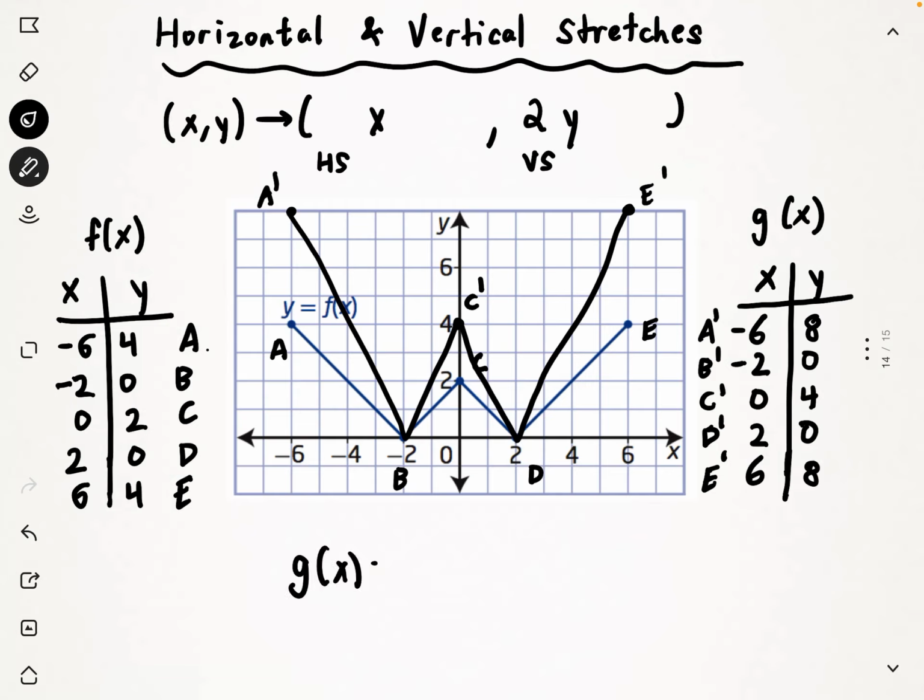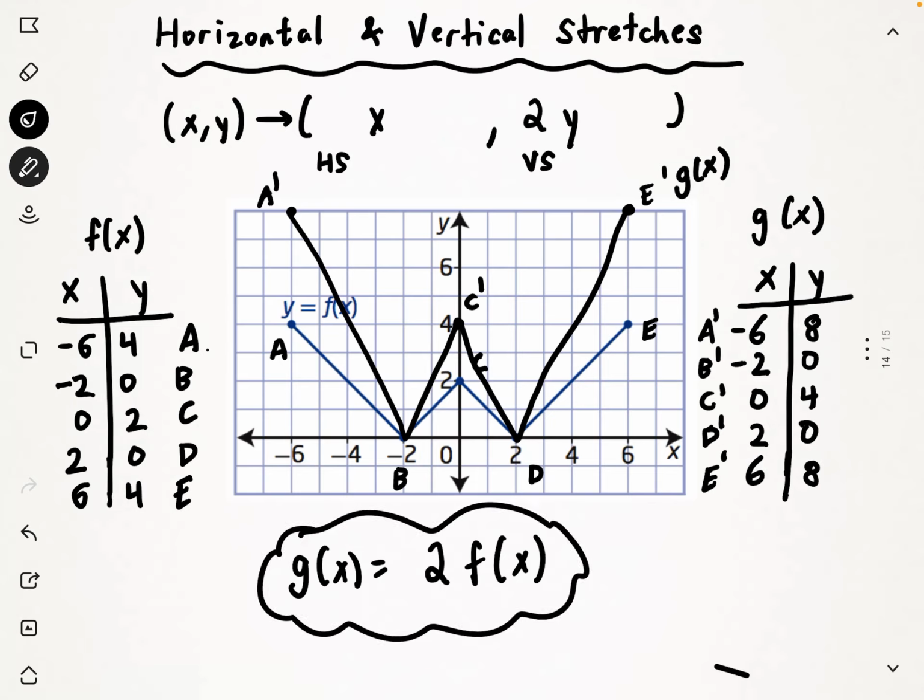So we would have our new function that we just created, which is g of x, is some version of our old function f of x. If you have a vertical stretch, the vertical stretch would come in front of the f like this right here. So this would be the equation that matches up.